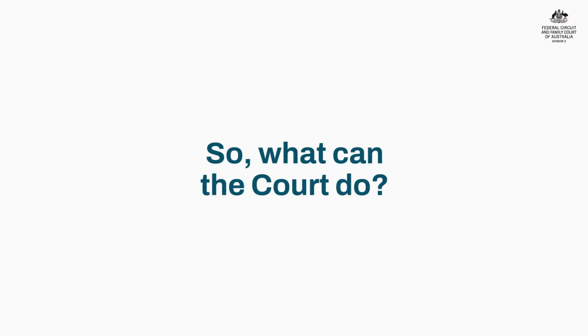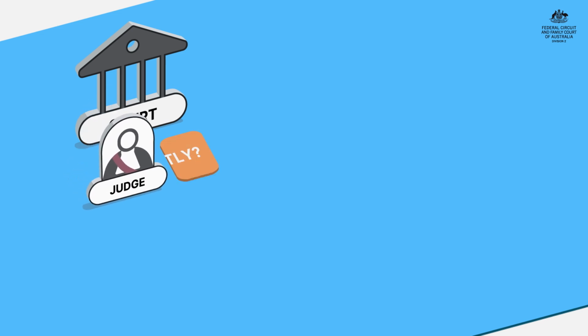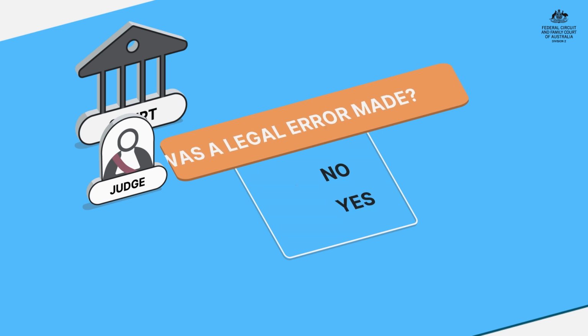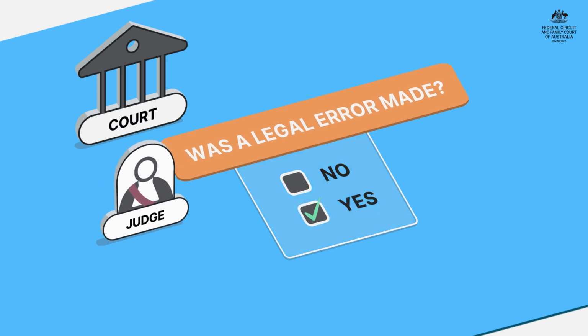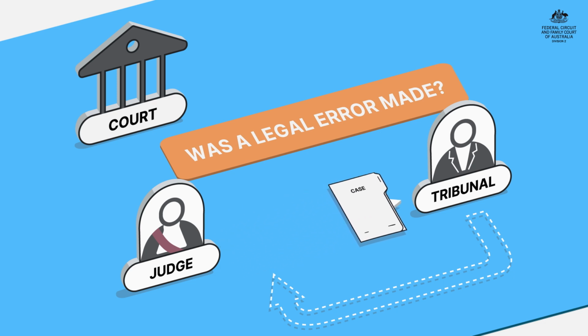So, what can the court do? The court can assess your review application to work out: was the law applied correctly by the tribunal? And did the tribunal follow the correct legal process? If the court decides a legal error has been made, a judge will order that your matter be heard again by the tribunal.